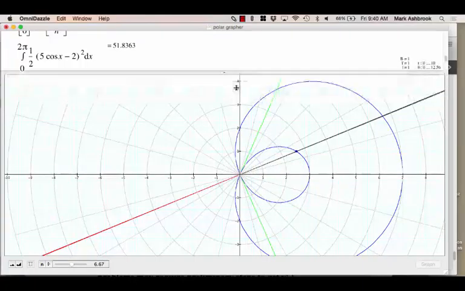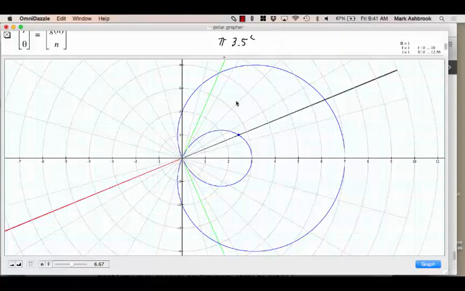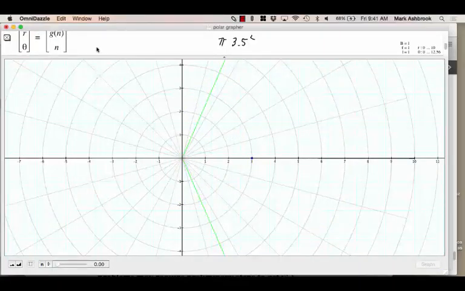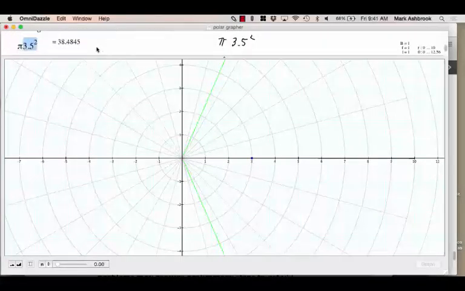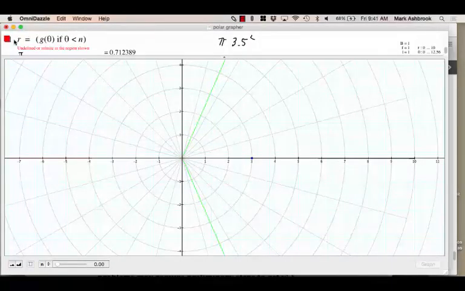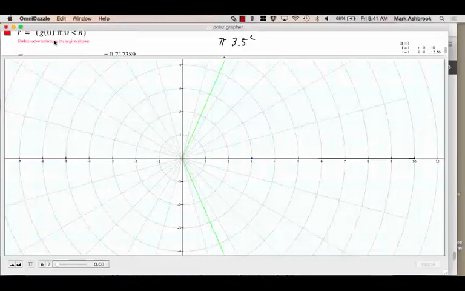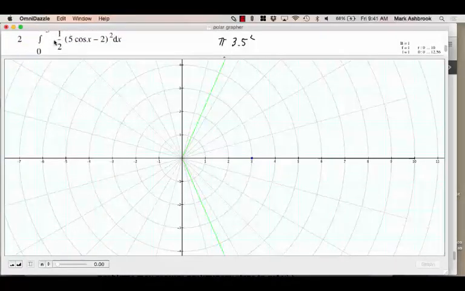Okay, so let's do it. Let's bring another curve into the mix here. So I want to bring in cosine of theta plus 1 along with this. Cosine of theta plus 1. Deleted it. That's good enough.